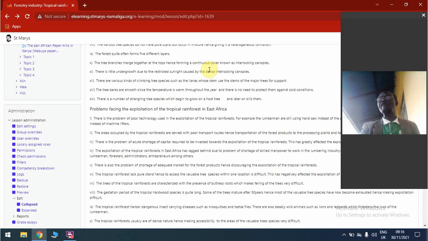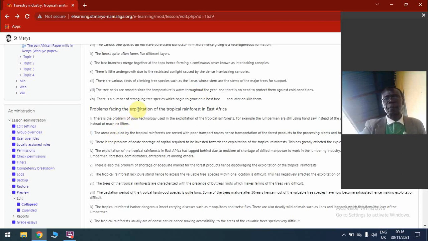But you rather find a clean floor of the tropical rainforest because of very limited light penetration through the interlocking canopies from reaching the floor of the trees. Remember, in your biology, light is very important for trees to produce their own food by means of photosynthesis. So it means if the light does not reach down to the floor of the tropical rainforest, the floor will definitely have no other plants growing from the ground level.